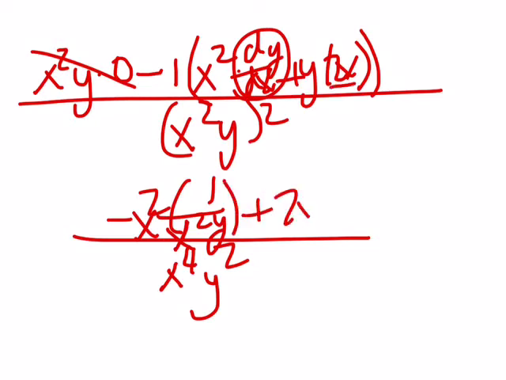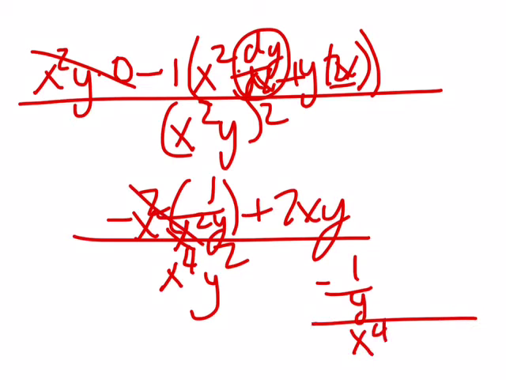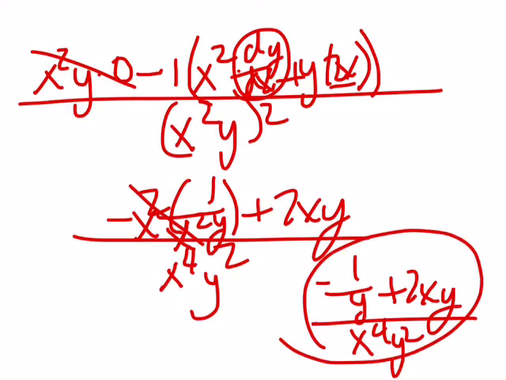And then plus 2xy. So you see one thing, really I think the only main thing you could do on this, there's a couple of ways to simplify. I canceled out the x squareds. So here's probably a better answer. Negative 1 over y plus 2xy and then over x to the fourth y squared. There's more to do, but I like it up to there.